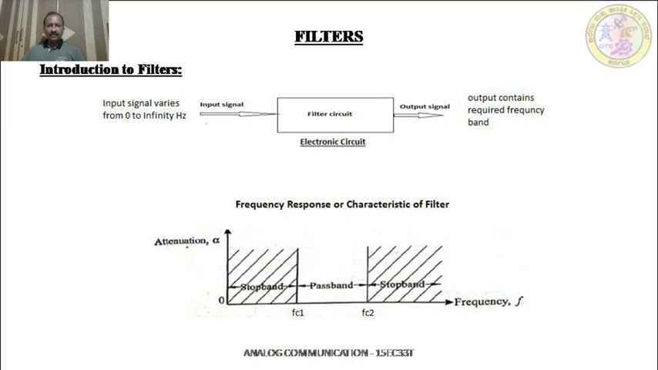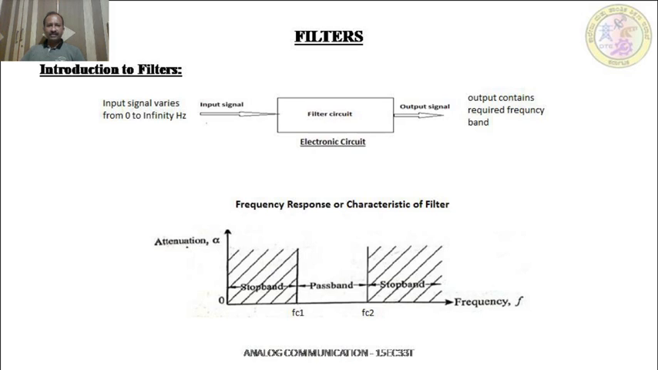Like this, you can see what is stop band, what is pass band, and then what is stop band. In the frequency range 0 to fc1, frequencies are stopped. The frequencies from fc1 to fc2 are passed from input to output. The frequencies above fc2 are stopped by our filter. The range of frequencies 0 to fc1 is called stop band. The frequency fc1 to fc2 is called a pass band. Frequencies from fc2 to greater than fc2 are called a stop band.